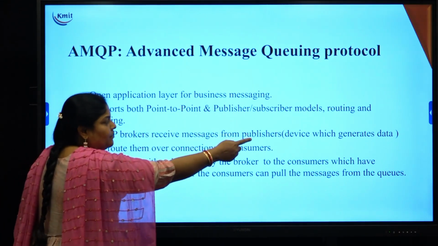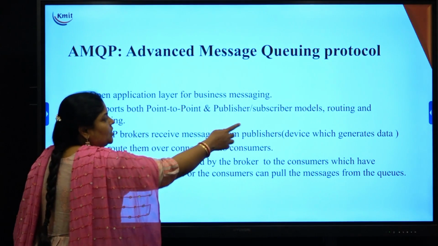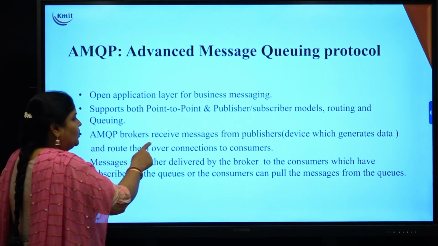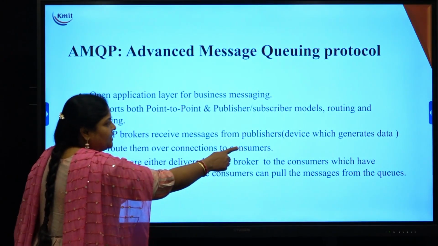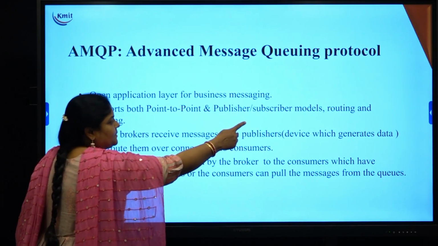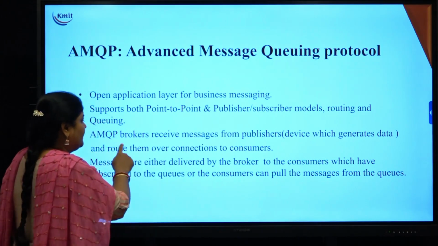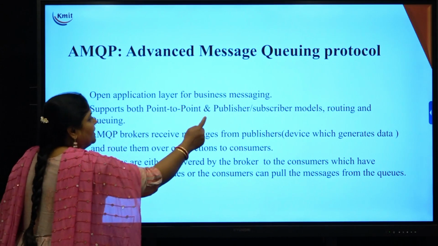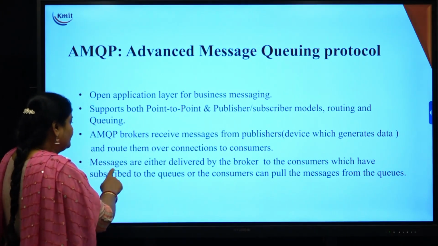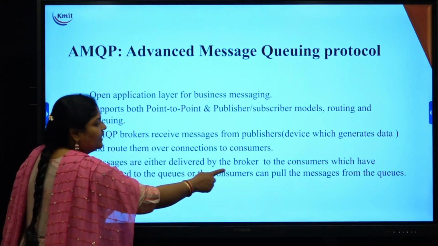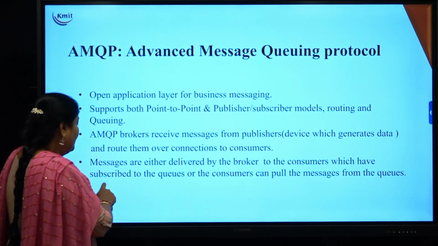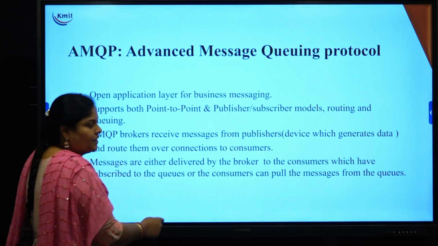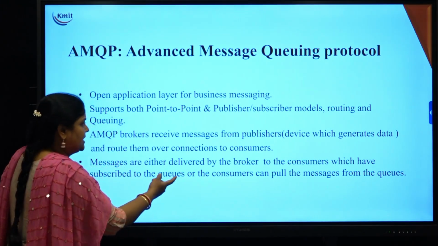And the publish-subscribe model, as we saw in MQTT, is also supported. AMQP brokers receive messages from the publisher. Wherever you are using publish-subscribe, we use the word broker. Broker is a keyword for a server between publisher and subscriber. Messages are either delivered by the broker to the consumers which have subscribed to the queues, or the consumers can pull the messages from the queues. What are these queues? We will see in the diagram.